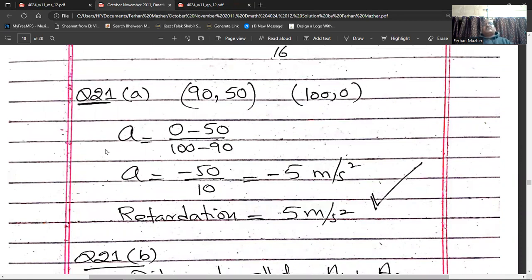The formula is y2 minus y1 divided by x2 minus x1. So it will be 0 minus 50, and in the denominator you will have 100 minus 90. So it will be minus 50 by 10, and it will be minus 5 meter per second square. But because you use the word retardation, when you write your final answer, you will not put a negative sign there, because retardation means negative acceleration. So retardation is 5 meter per second square.